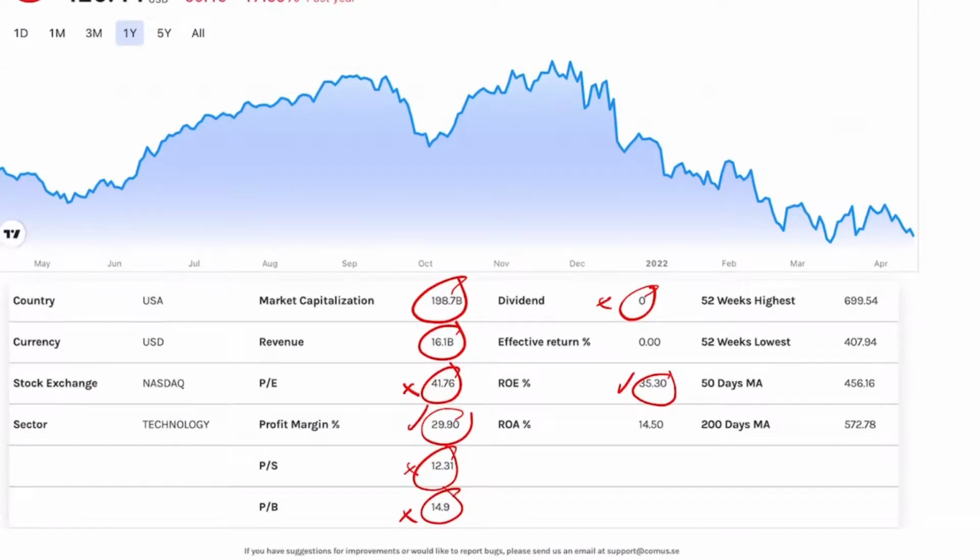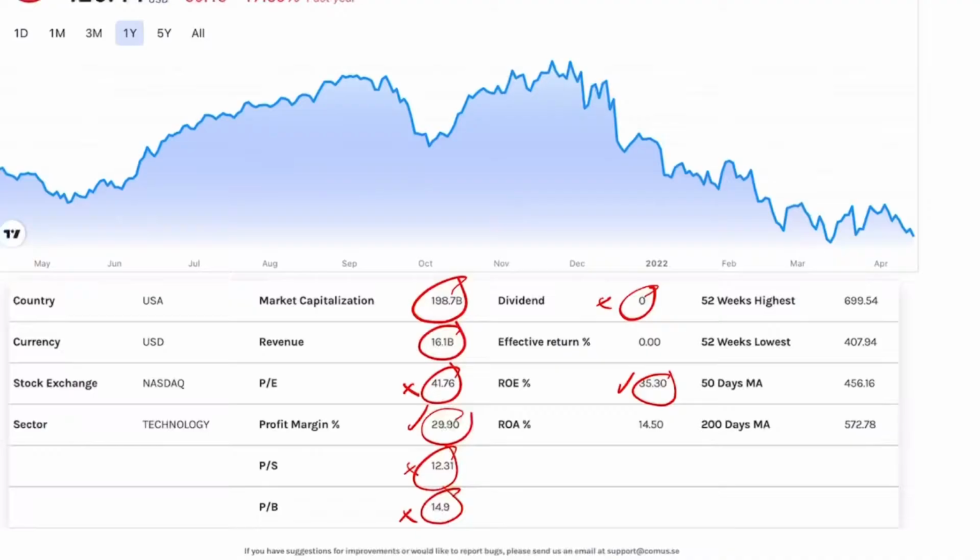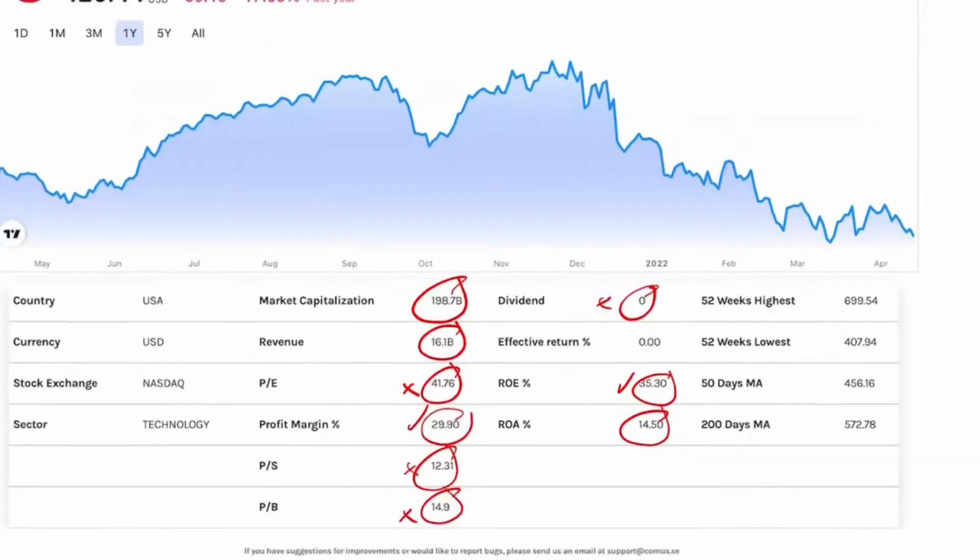I like it. Basically, return on equity tells you about a company's ability to create return on their equity, and for the investor, that means their ability to create return on the capital you're about to invest in them. So seeing 35%, I like it. So that is a go. Return on assets coming in at 14.5%. I like it. So that is a go.